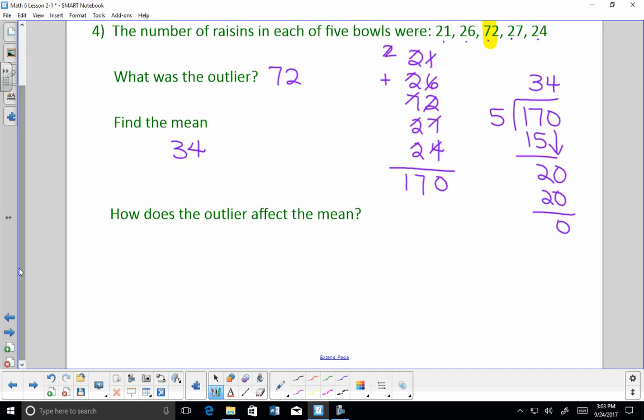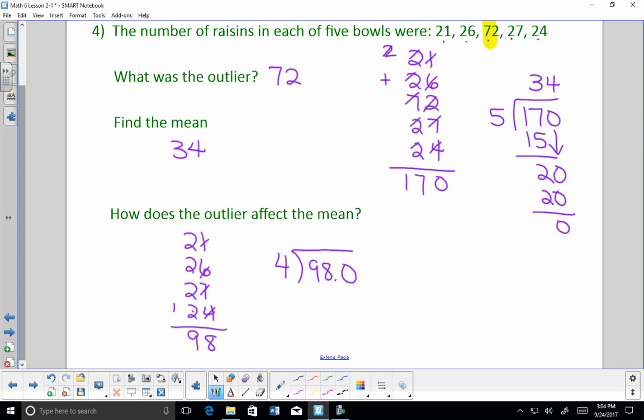Let's add our numbers up without our outlier. So we have 21, 26, 27, and 24. 6 and 4 is 10, 17, 18. 2, 4, 6, 8, 9. So I now have 98, and I'm going to divide 98 by 4 because I have one less data point because I took the outlier out. Okay, I'm going to add a 0 just in case I need it.